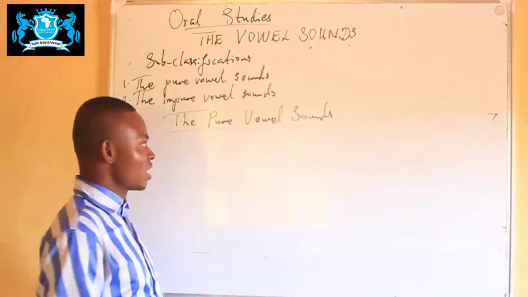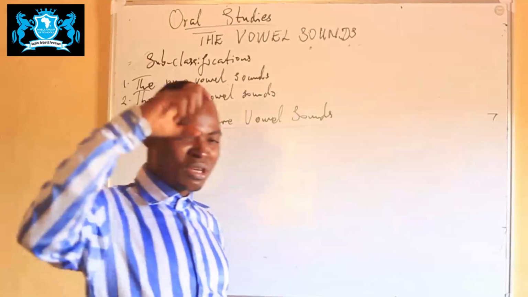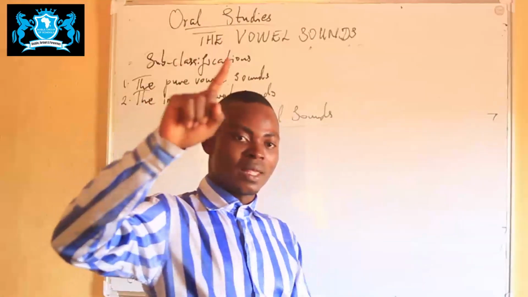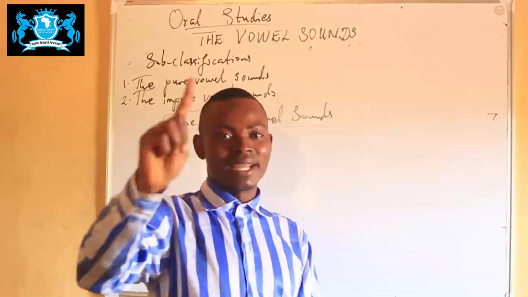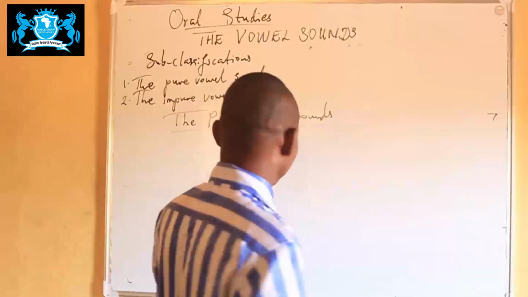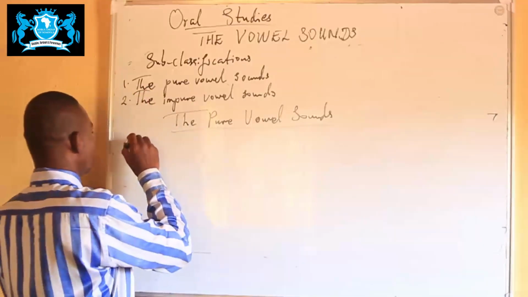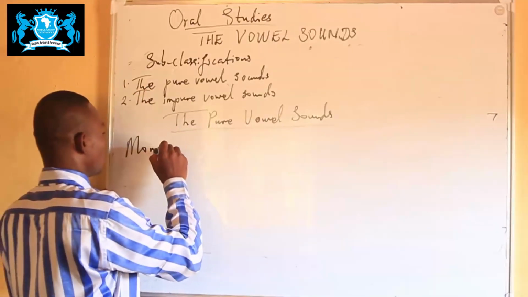As a result, pure vowel sounds can be known as all those sounds that are produced as one single and independent but complete sounds. Another name for pure vowel sounds is monophone or monophones.